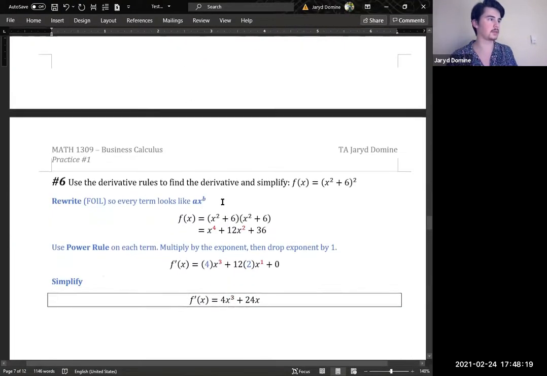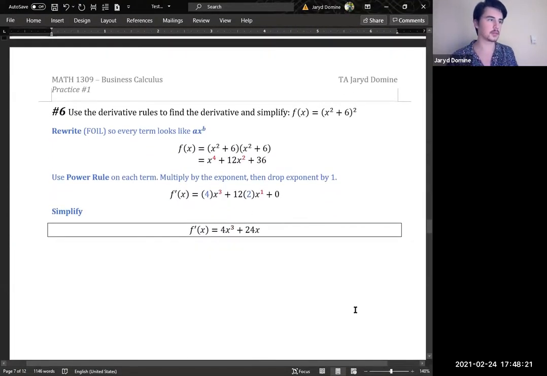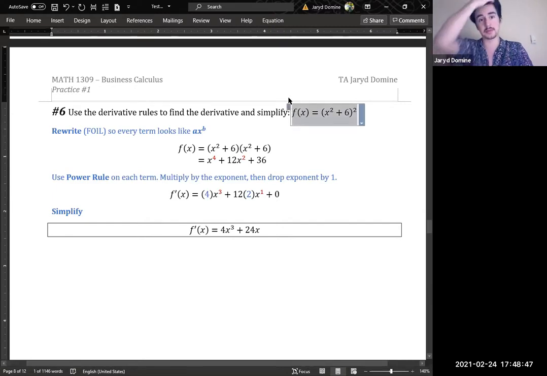All right. So number 6. Remember our 2 steps. First one is rewrite it in the right form. Second rule is use the power rule on each term. Rewrite it and then use the power rule. So for number 6, Miss Seats actually had a mistake on her key for this. So if you're having trouble matching what she got, it's because she had a mistake.